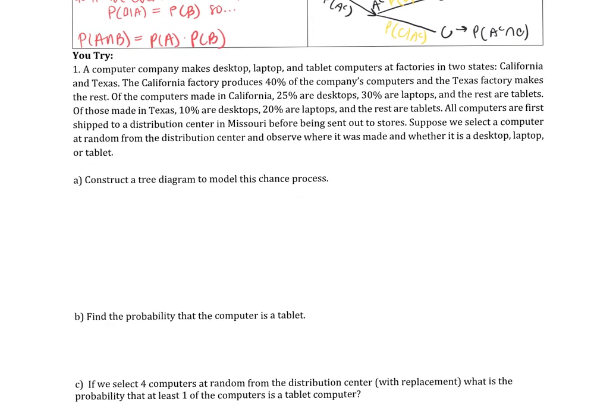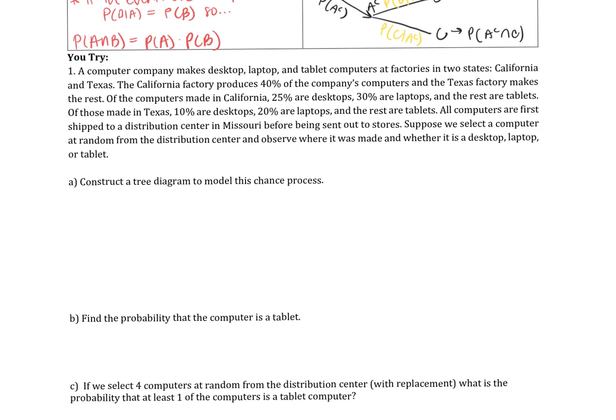Let's look at this first example. A computer company makes desktop, laptop, and tablet computers at factories in two states, California and Texas. The California factory produces 40% of the company's computers, and Texas makes the rest. Of the computers made in California, 25% are desktops, 30% are laptops, and the rest are tablets. Of those made in Texas, 10% are desktops, 20% are laptops, and the rest are tablets.